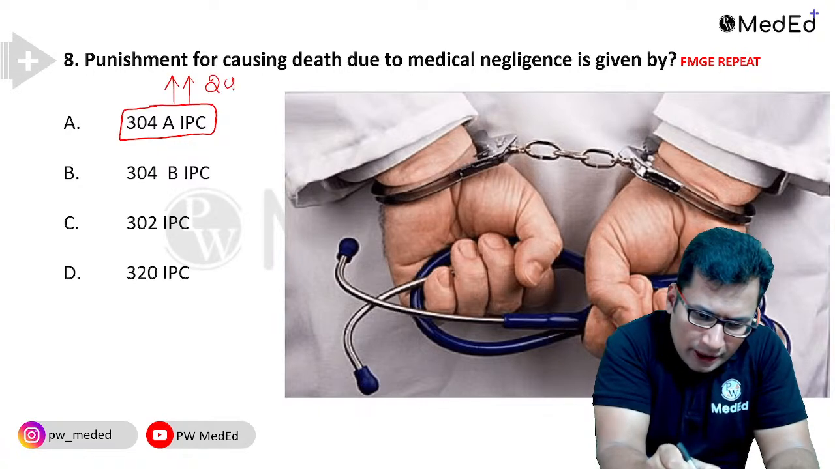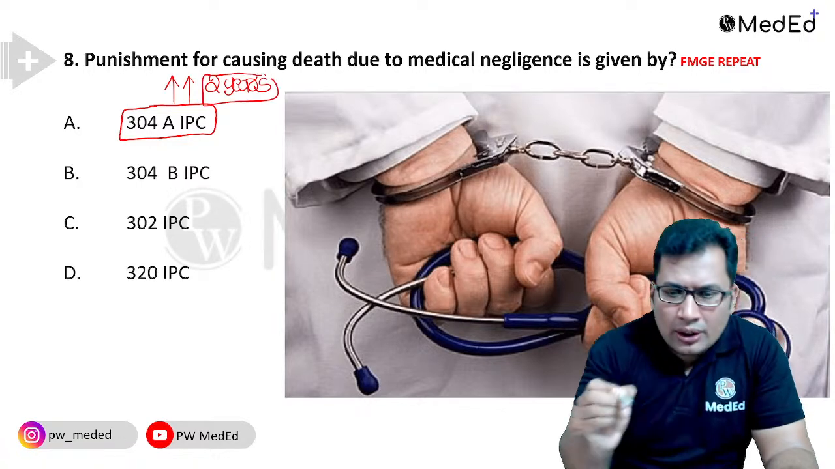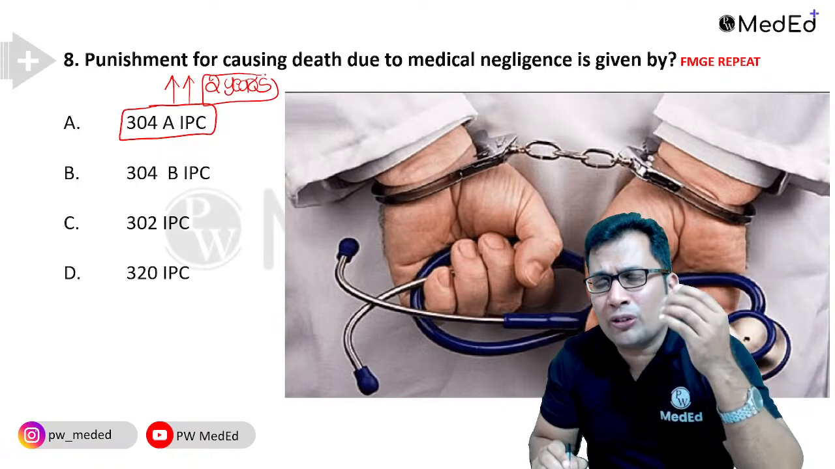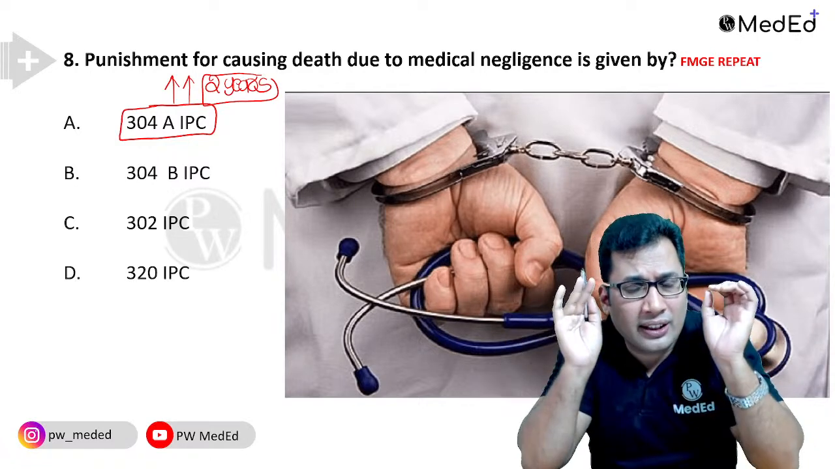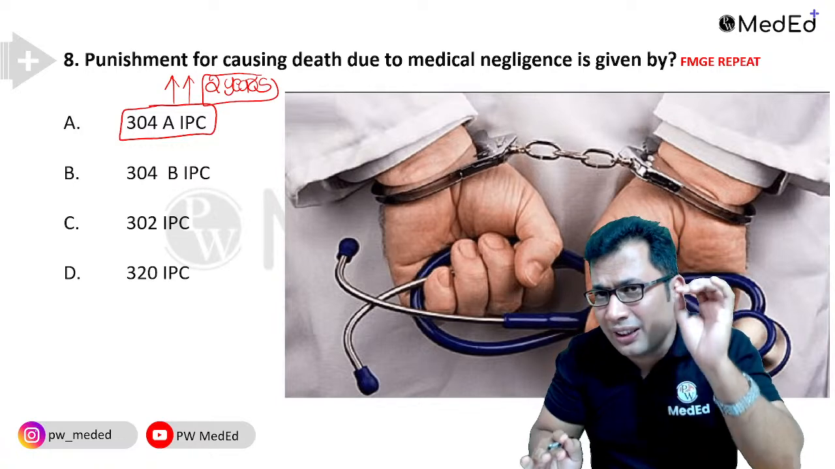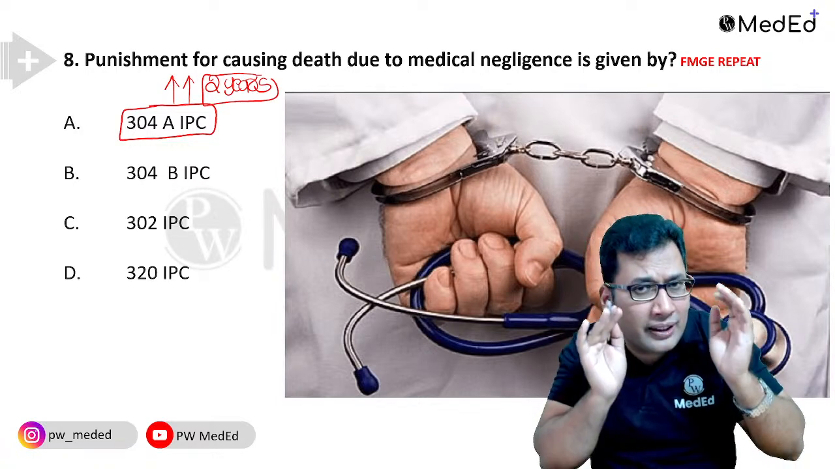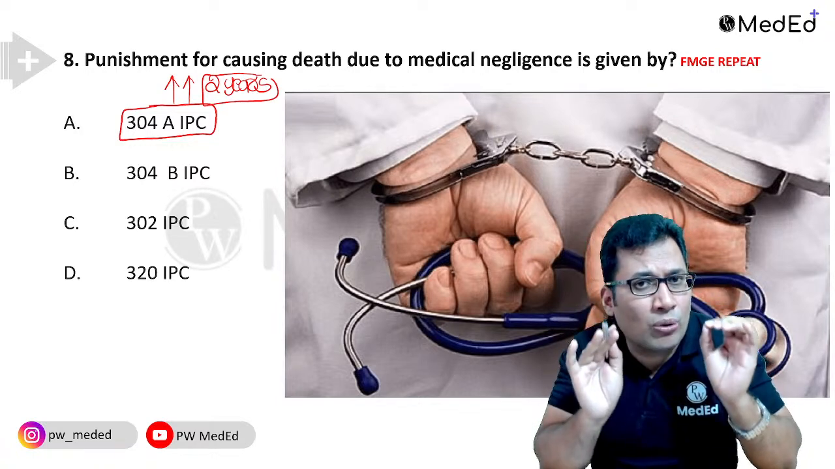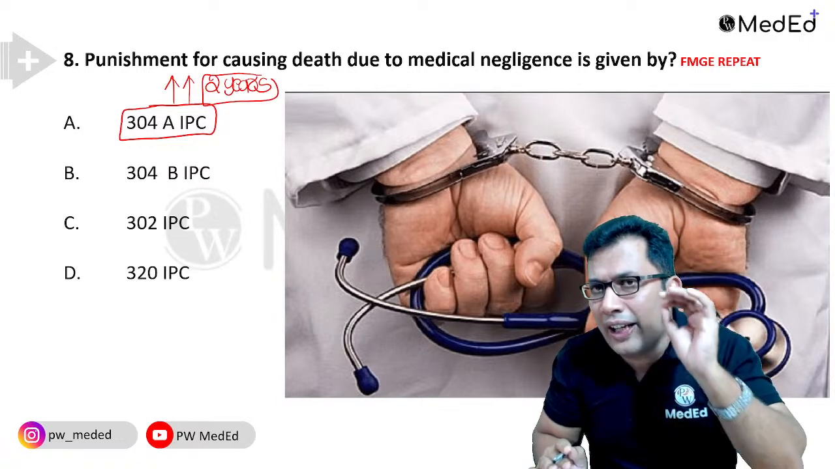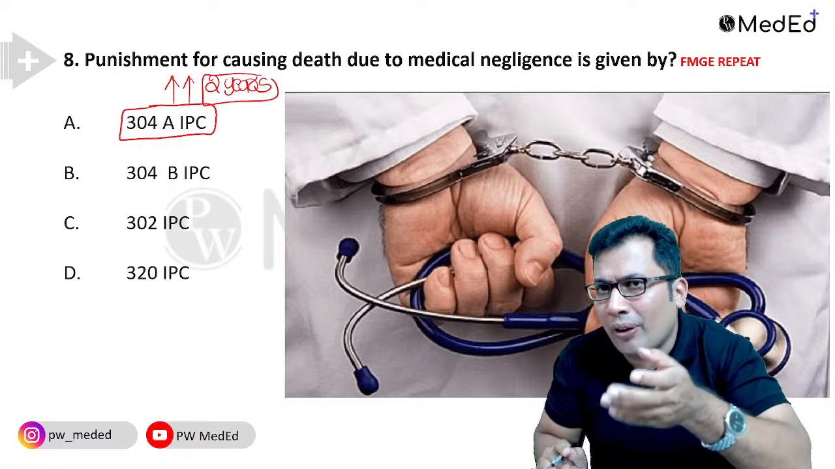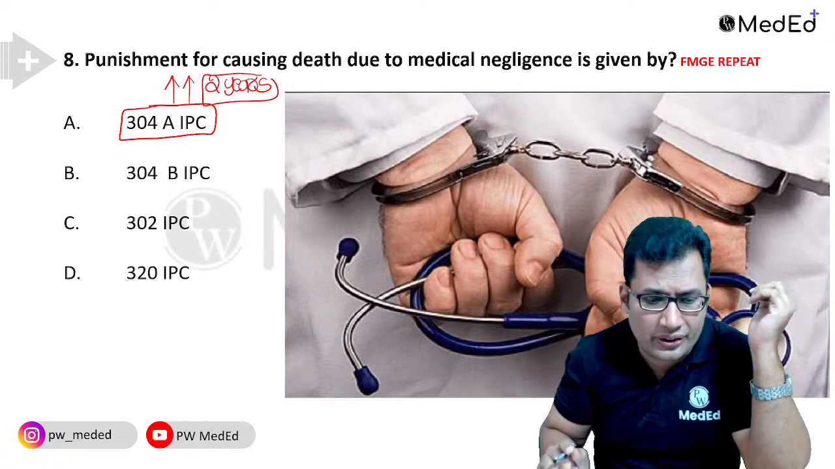The punishment will be 2 years of imprisonment. Medical negligence can be of two types: civil negligence and criminal negligence. The criminal negligence, that is nothing but the gross negligence, is punishable under 304A IPC. How to remember? A for apron. A for apron, doctor, medical negligence.